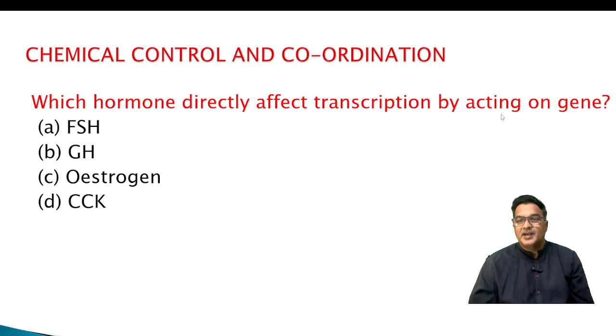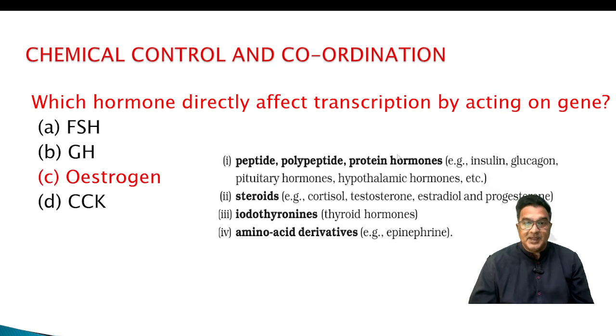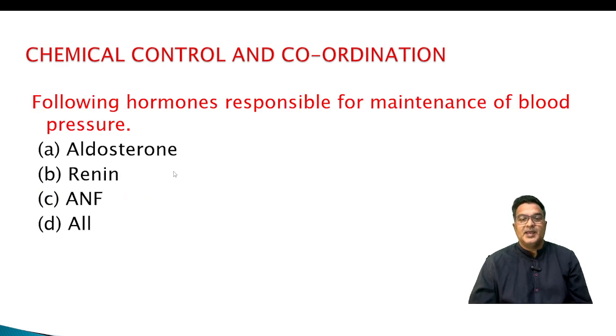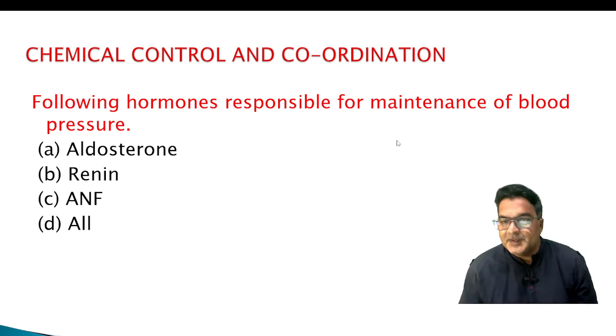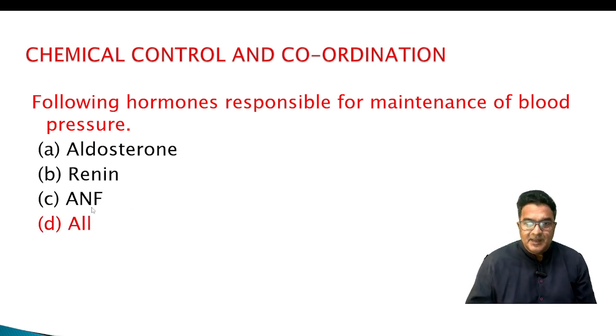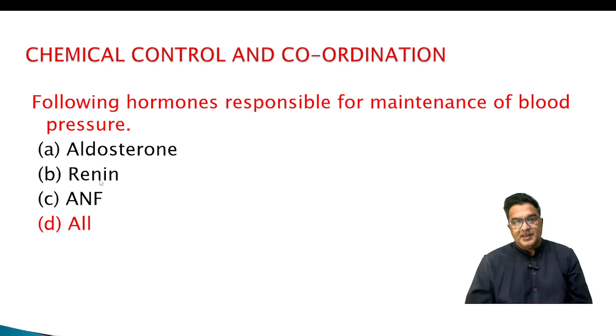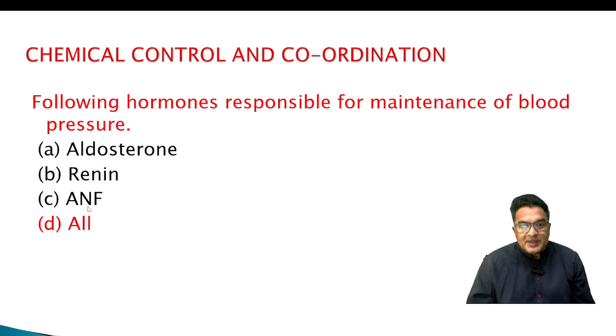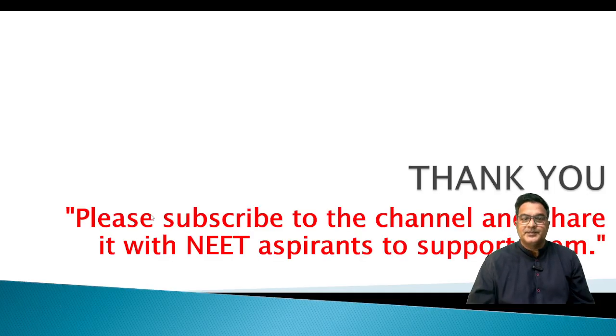Directly affecting transcription by acting on the gene, going inside: steroid hormone, as shown in the diagram earlier. The following hormone is responsible for maintenance of blood pressure: aldosterone, renin, ANF, all. Directly or indirectly, all are doing it, positively or negatively. The ANF decreases the blood pressure, the renin and aldosterone increase the blood pressure. The renin angiotensin aldosterone system is antagonistic to the atrial natriuretic factor.